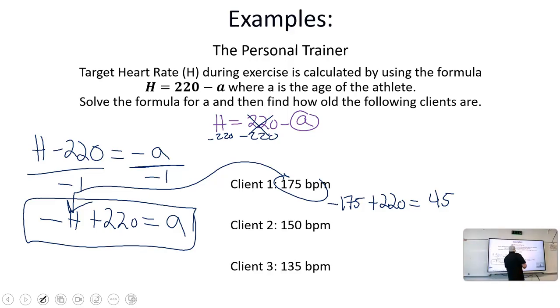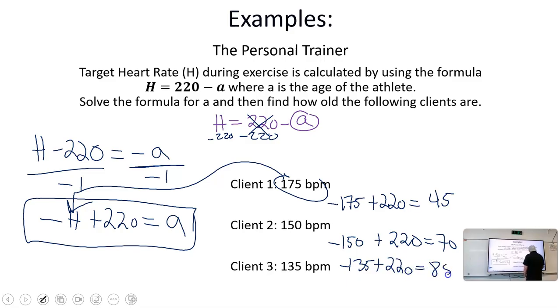So let's plug in 150 in for H. So we get negative 150 plus 220. Okay, and then in this case, negative 150 plus 220 is 70. And then client 3, we're going to plug in negative 135 plus 220. And we get the client is 85 years old. So oftentimes it's just easy to solve for the variable of what you're looking for and then plug the number in. Okay, this one was pretty basic, but that's an example of what you could use.